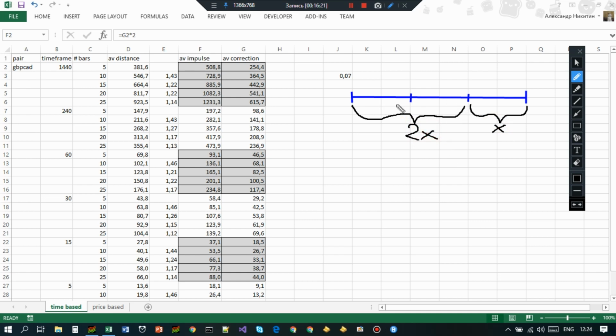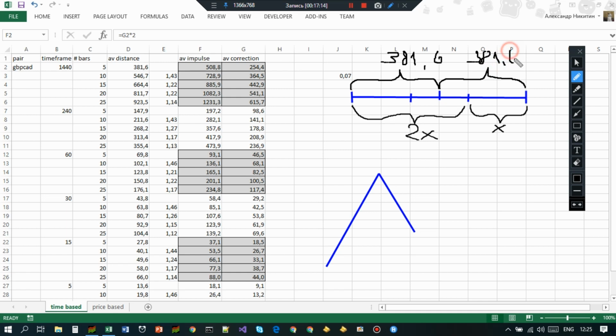Okay. So the correction and impulse form two swings, one swing and another swing. On average, the size of swing is 381.6. So how do we know the average of this correction and impulse? We simply add these swings together and divide by 2. If we add them together, the total thing, and divide it by 2, we will see this distance. So if you divide by 2, this is the total range, correction plus impulse, and you divide by 2, you will have an average correction, which is 381.6.